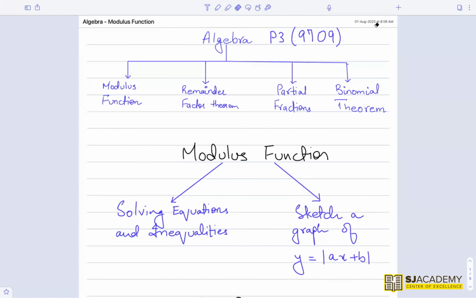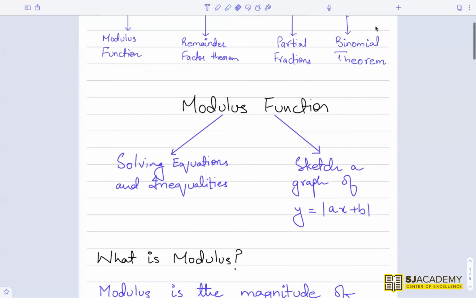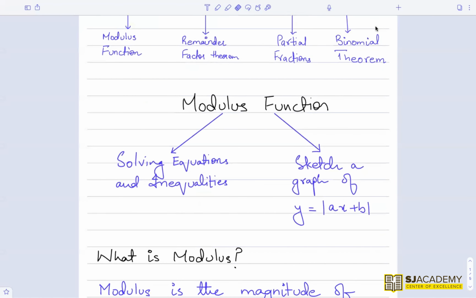Algebra in A-levels P3 consists of four parts: modulus function, remainder factor theorem, partial fraction, and binomial theorem. We'll be going over modulus function in this video. In your A-level exam, modulus function can be tested in two ways. You can be asked to solve equations and inequalities, or you could be asked to sketch a graph.